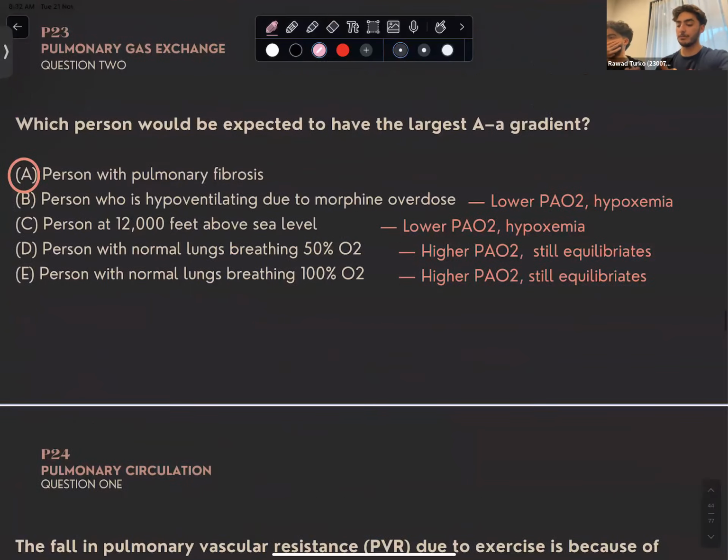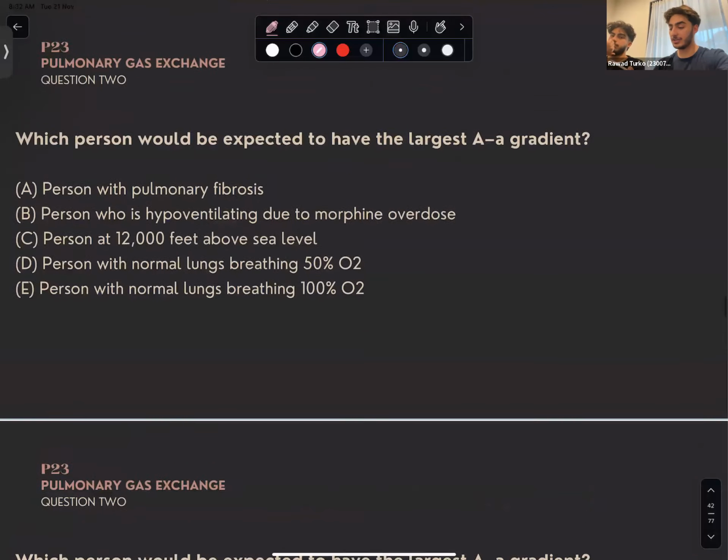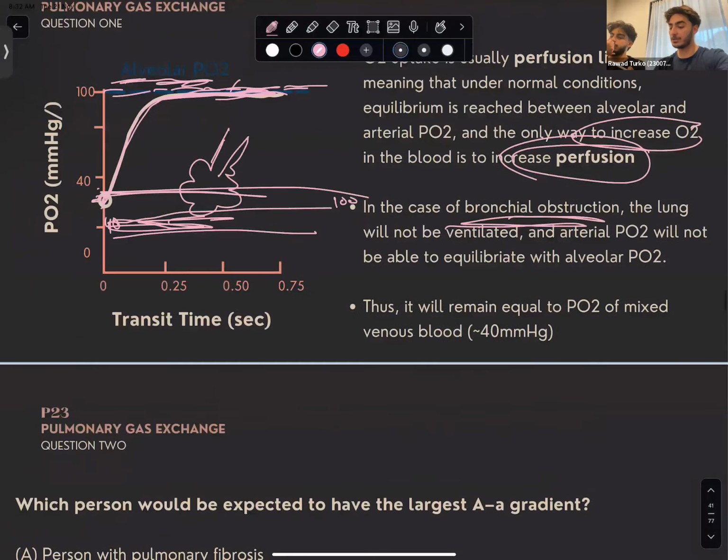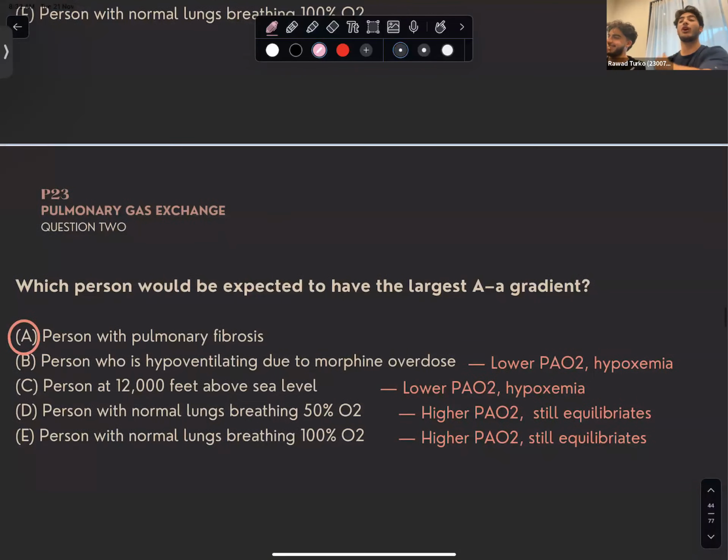Wonderful. That's it for pulmonary gas exchange. Does anybody have any questions about either one of these questions? It's either this one or this one. Both. Or anything, really. We can do cardio if you guys want to. No, we can't. That's good. Perfect. Okay.